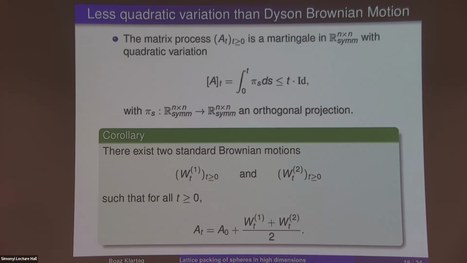And the quadratic variation of this martingale is bounded by t times the identity matrix. The rate of growth of the quadratic variation is at most the identity. So if you like stochastic differential equations, A_t has the following evolution. I take dW_t and I project it on the space of allowed movements. This is the evolution equation, and that's an orthogonal projection. So in all directions, it's smaller than the evolution of the Dyson Brownian motion.